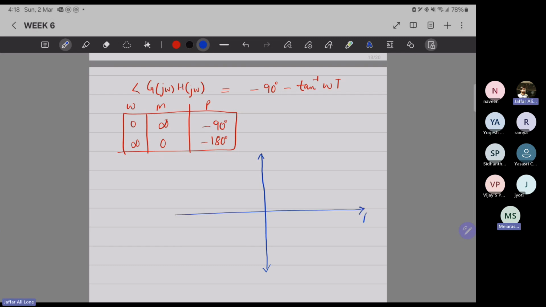So it's real, it's imaginary. So when omega is 0, my magnitude is infinity, and angle is minus 90. So at this line, I'm at the infinity, right? So I'll start somewhere here from infinity. And then as my omega tends to infinity, my magnitude comes to 0. So I will converge here, right? But angle is minus 180. So it will be something like this.